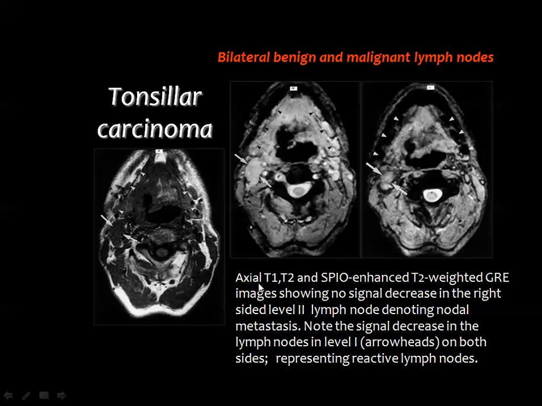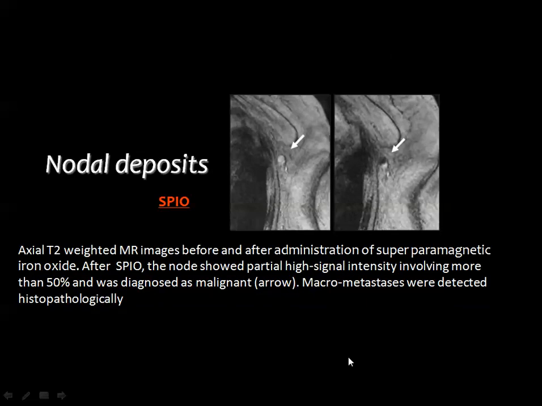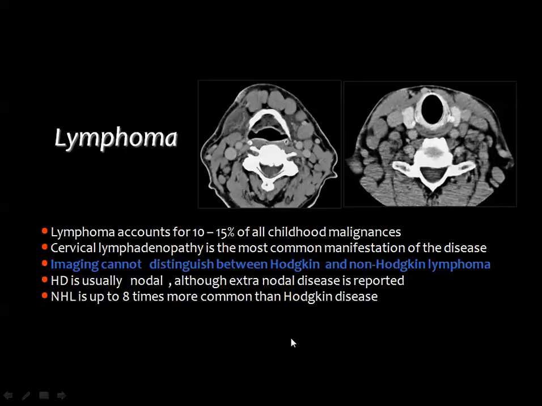And this is also an example of a lymph node in the axilla. And this is T2 weighted image, and after injection of SPIO, the node will show persistent hyperintensity, denoting that it is malignant. And this is also an example. You see the node in T2 weighted image of bright signal. After injection of SPIO, part of the node is black and part of the node shows hyperintensity, and this is a malignant node.